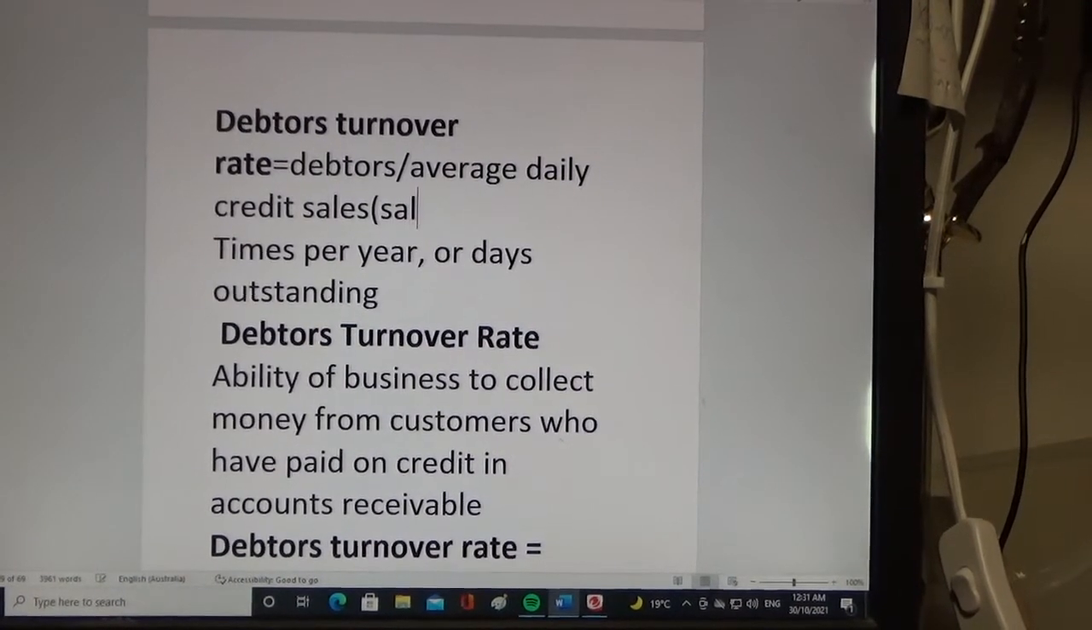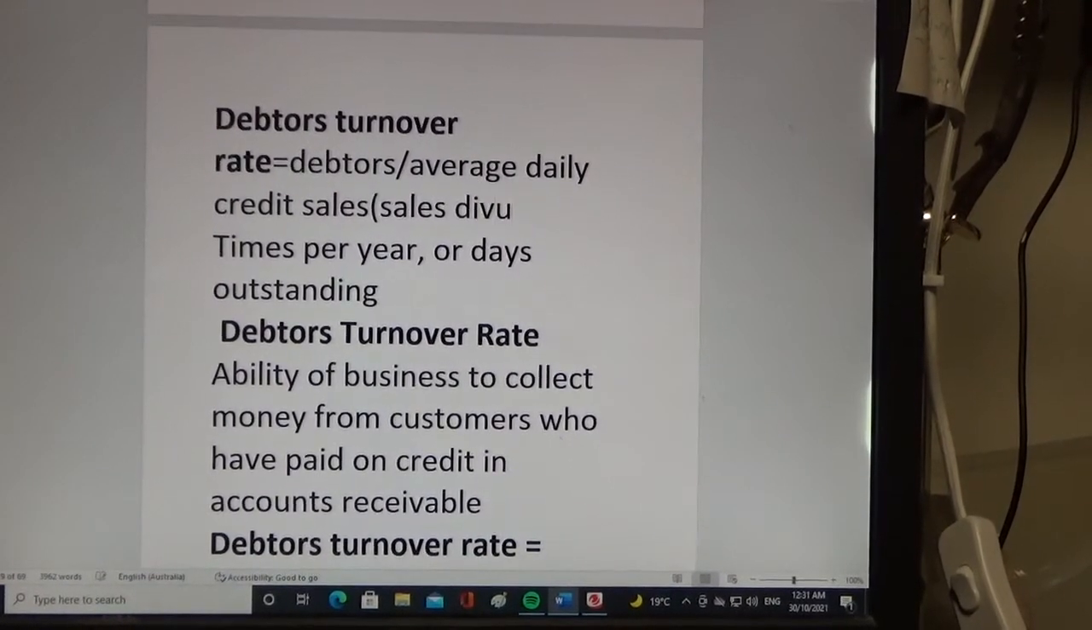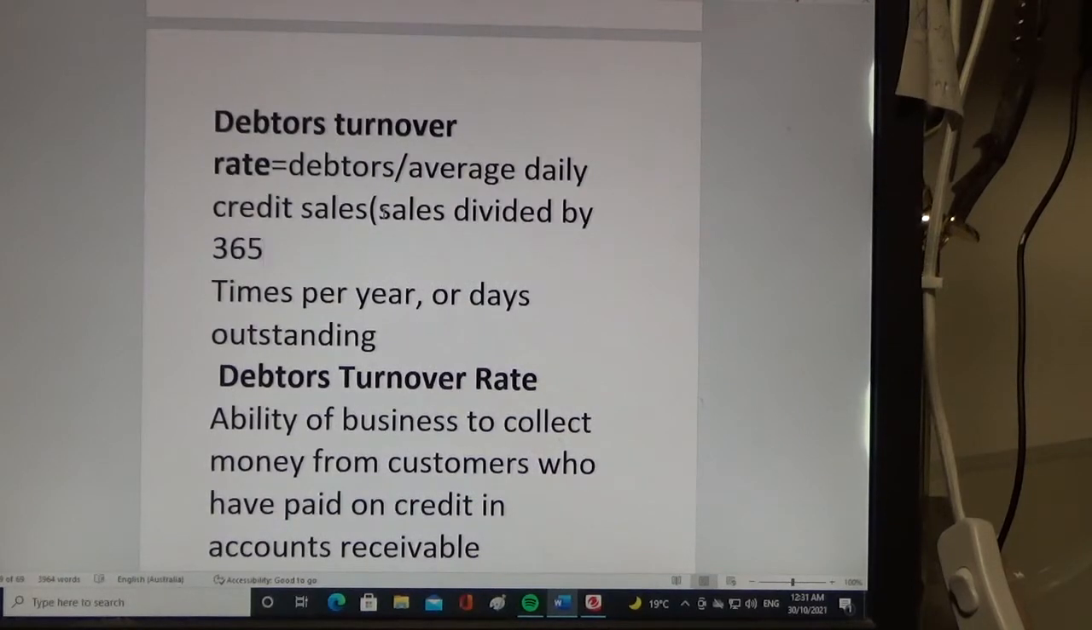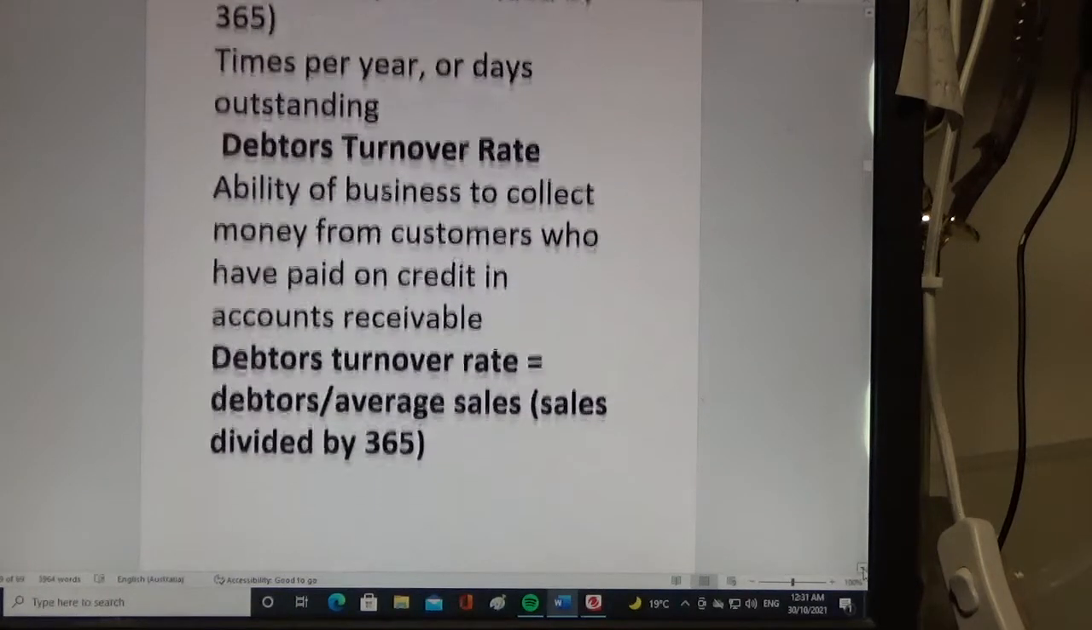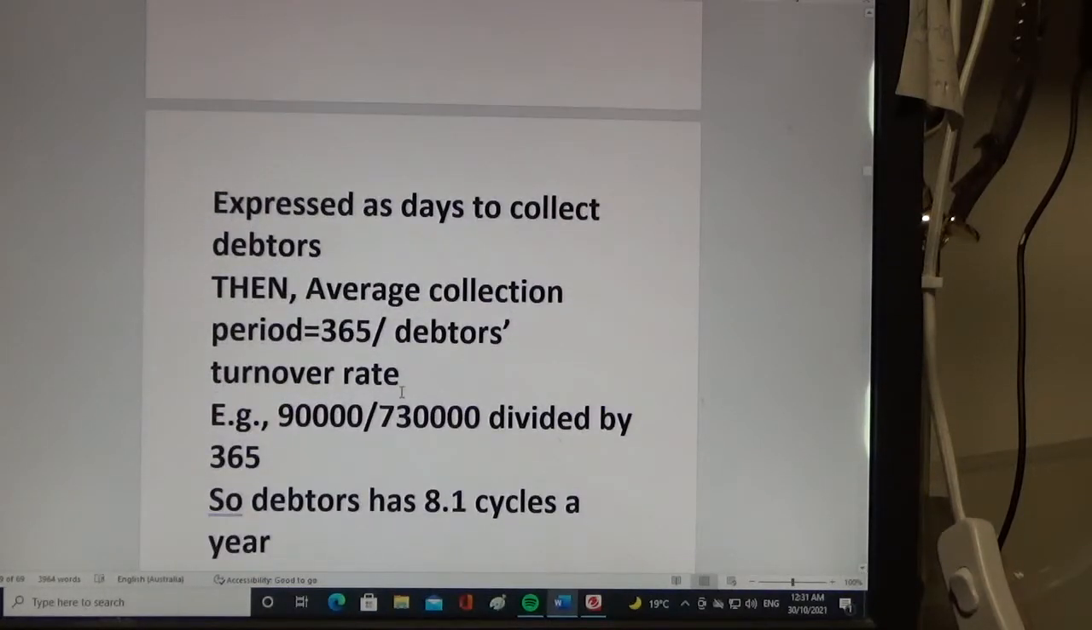Sales divided by 365. That'll probably help you, because it'll help you remember the formula. Debtors, try and say it without looking. Debtors over your average sales. What is average sales? Sales divided by 365, the number of days in the year. So you're clear on your formula, just go ahead and do it.